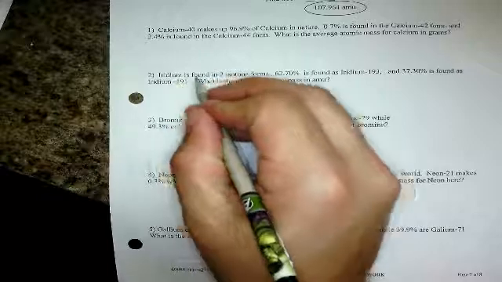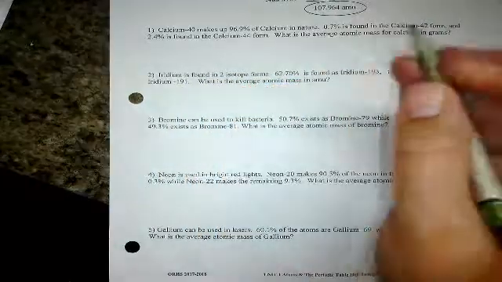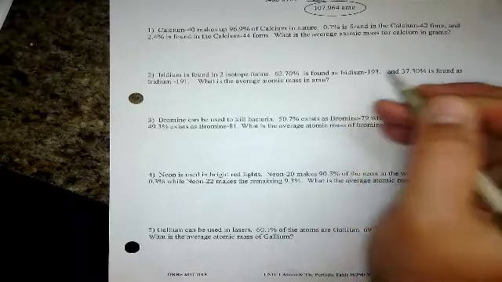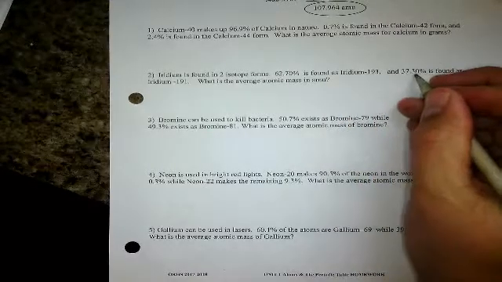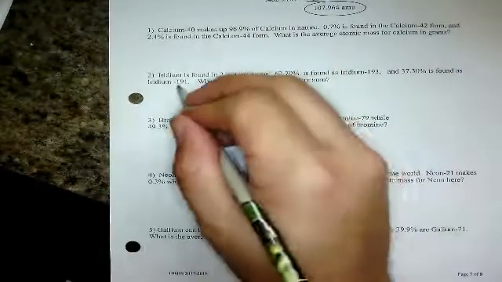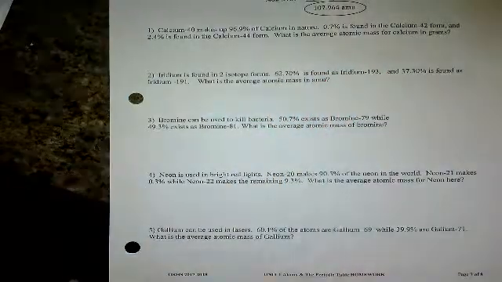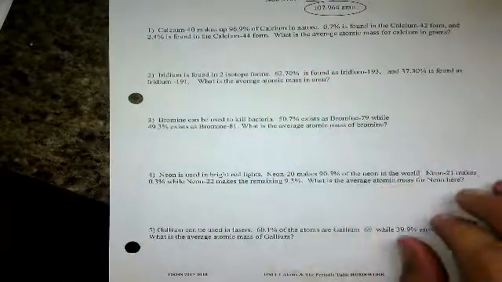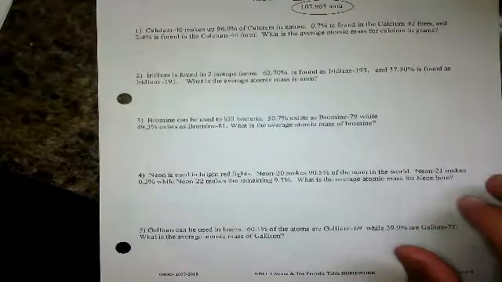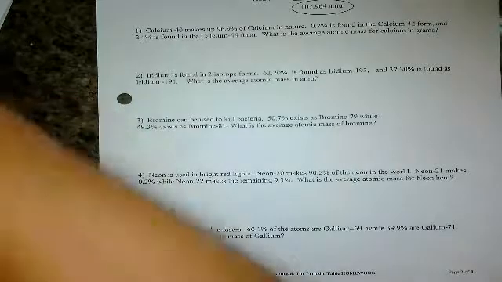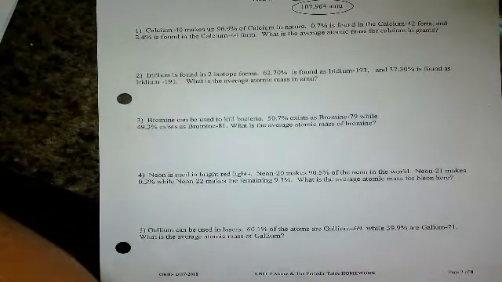So we'll do number 2. Iridium is found in two isotope forms. 62.70% is found as iridium-193, and 37.30% is found as iridium-191. What is the average atomic mass in AMUs? Okay, so what I'm going to need to do this is a calculator because we're going to be multiplying percentages. So I'm going to get my handy-dandy calculator out.